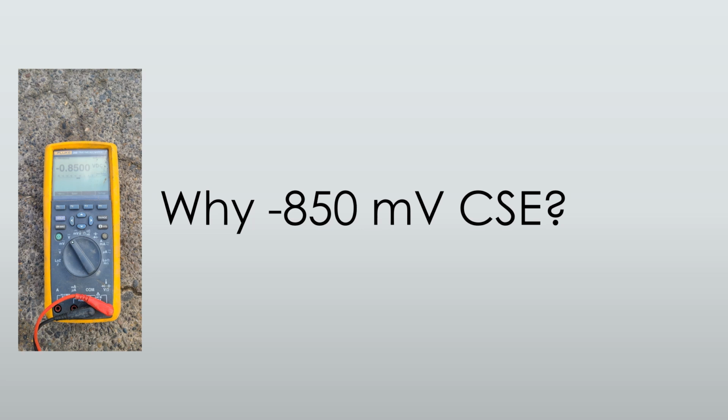Now, why negative 850? We've got the theory, we've got some standards, but why has negative 850 been accepted as the number that we have to hit in general for the instant off criteria? It's the number you see a lot. A 100 millivolt shift isn't seen as common, so if you're an inspector or an owner, typically you're seeing this negative 850 criteria, so we'll see why negative 850.